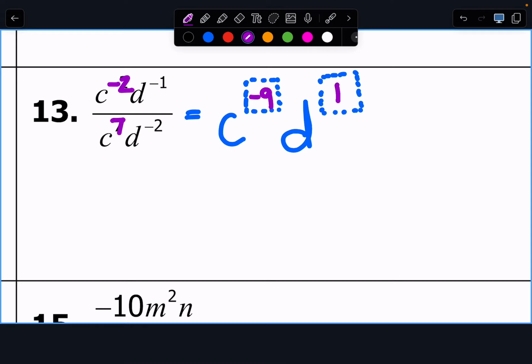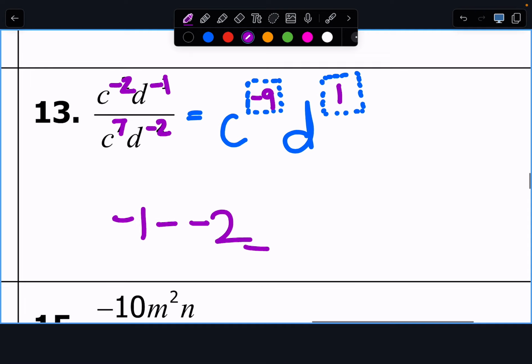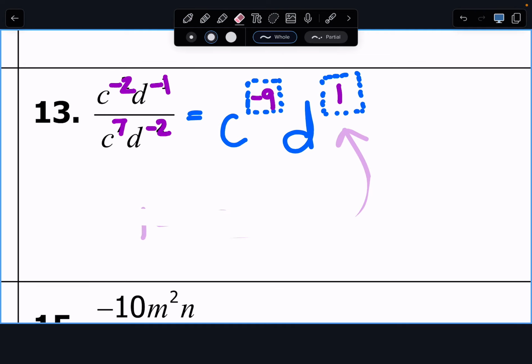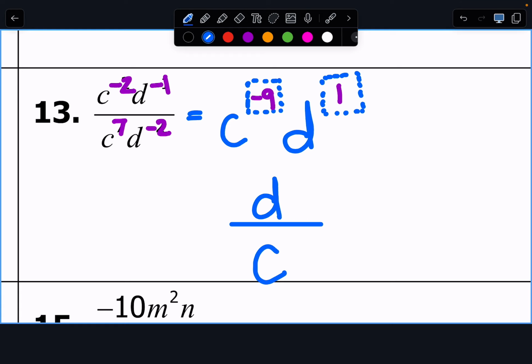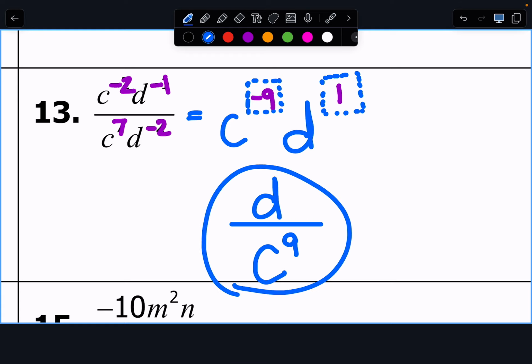Okay. Willa, how did he get 1? Negative 1 minus negative 2 is going to get us a positive 1. We are subtracting our exponents here. So, D to the 1 can stay, but C to the 9th gets kicked downstairs. And by downstairs, I mean the denominator.